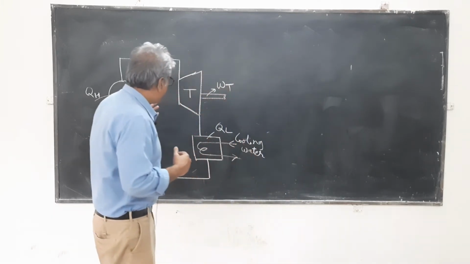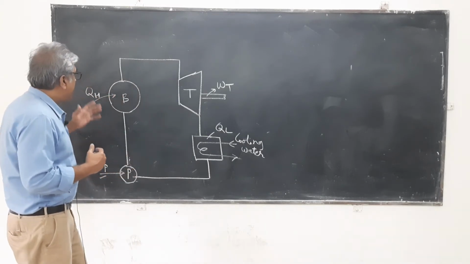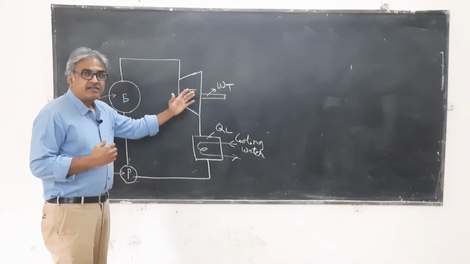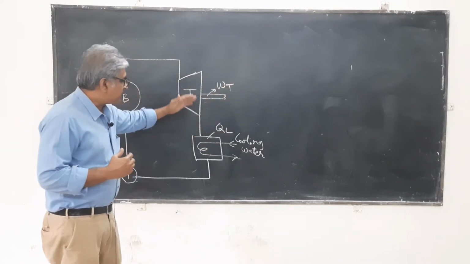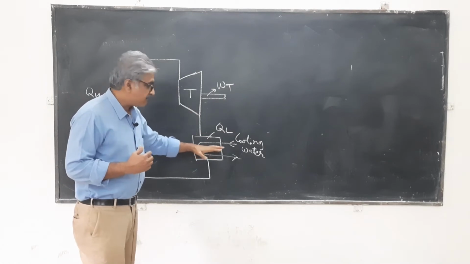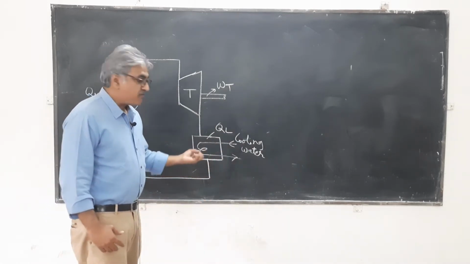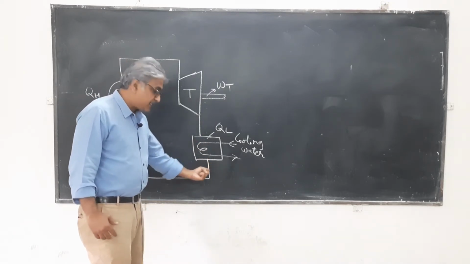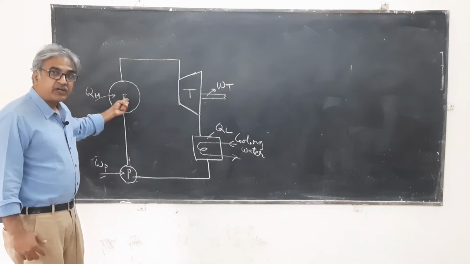So, here is a diagram. This is the boiler where heat is added, then the steam runs through the turbine, expands in the turbine, and you have shaft work. The steam goes to the condenser, the cooling water takes heat from the steam, which gets converted into condensate, the condensate comes to the pump, and this is pumped back to the boiler.